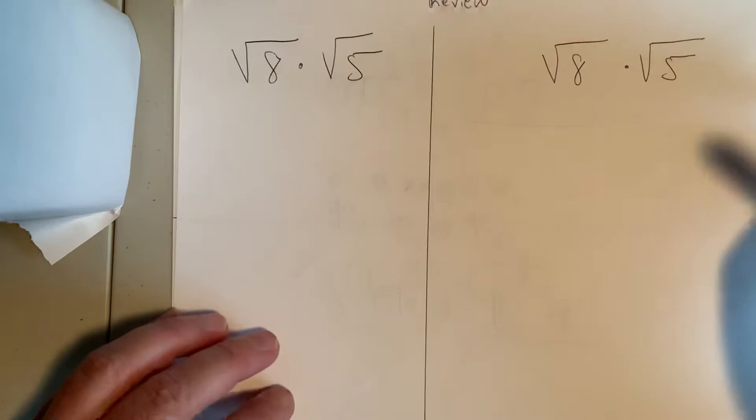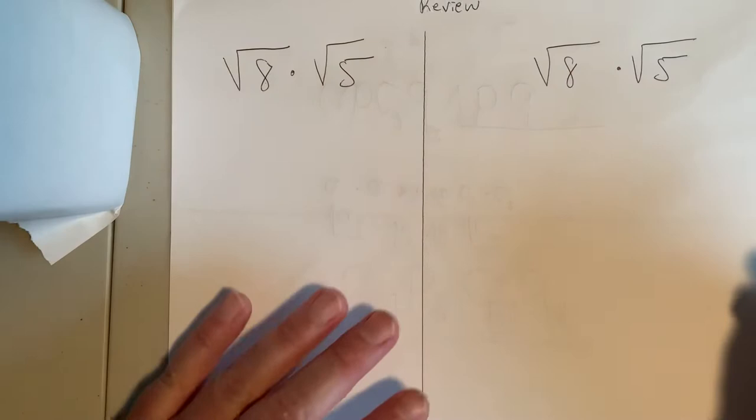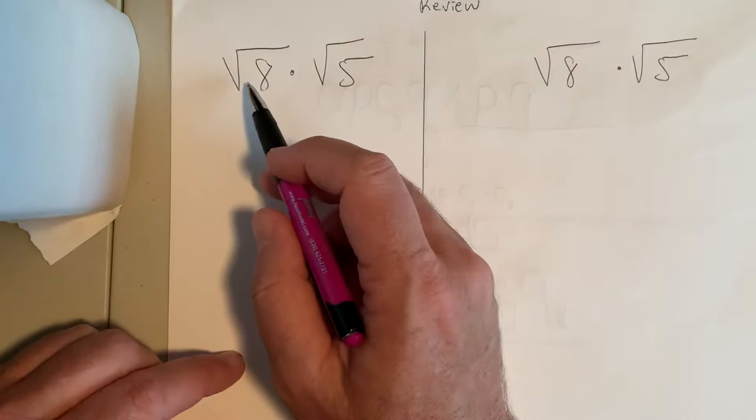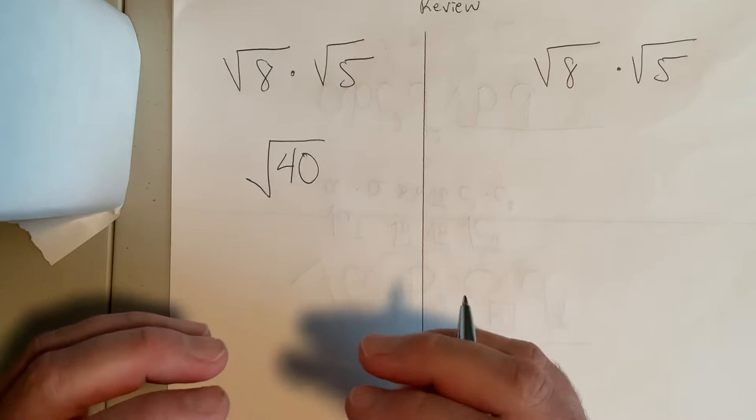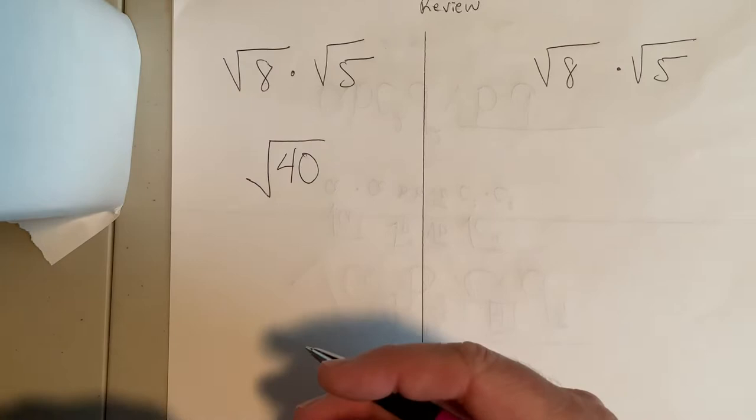This was last lesson we talked about, but I'm going to try to show you two different ways of doing this to see which way you prefer. All right. The radical 8 times radical 5. You can simply multiply it like it is. 8 times 5 is 40. And then it's inside the radical. Now, what you have to do is make sure that you see if you can break it down, if you can simplify it, if you will. So you have to think of those perfect squares that go into 40.